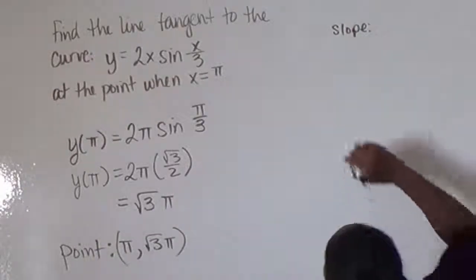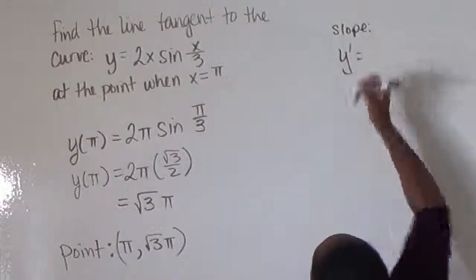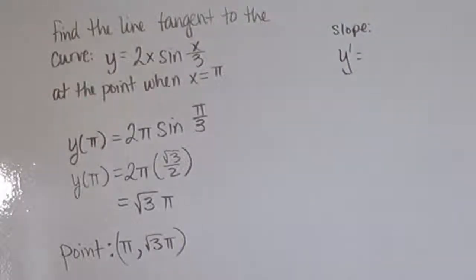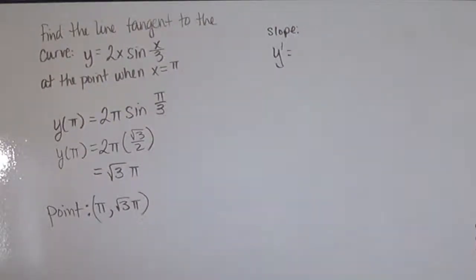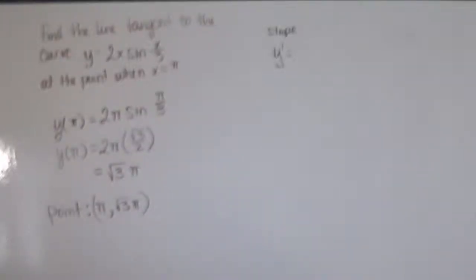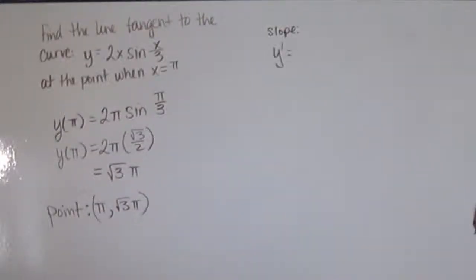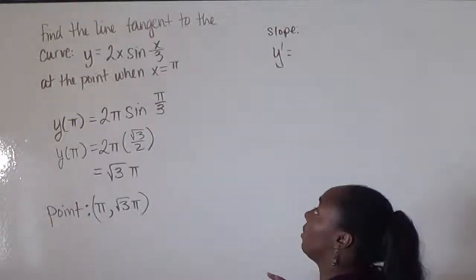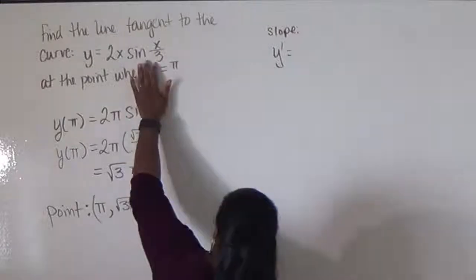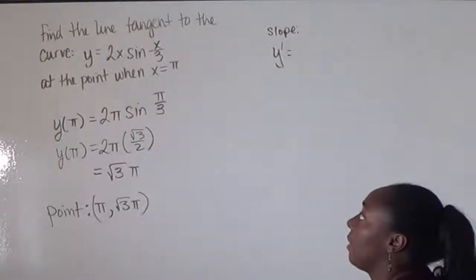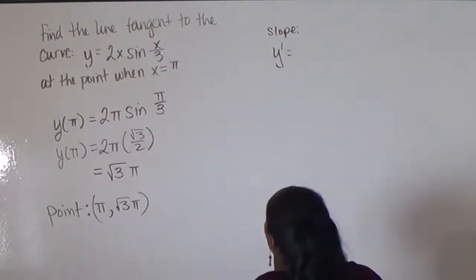Now to get our slope, this again just means I'm looking at the derivative. Now here in this example we're doing a couple things to get our derivative. So first we need to use a product rule because we have an x outside of our sine function and an x inside. Then we are going to need to apply our chain rule because we have something other than just sine of x. We have a sine of x over 3.